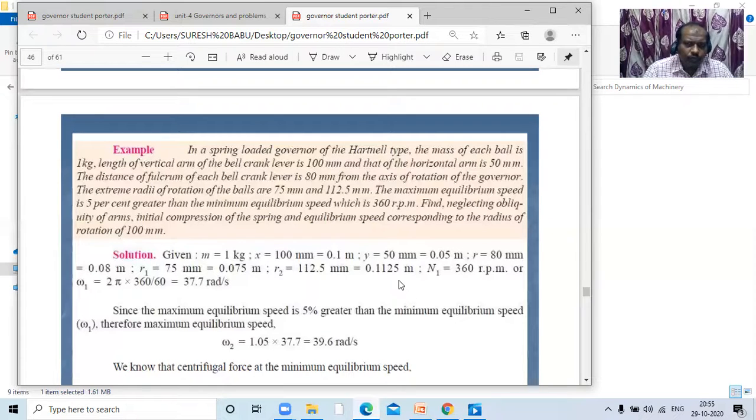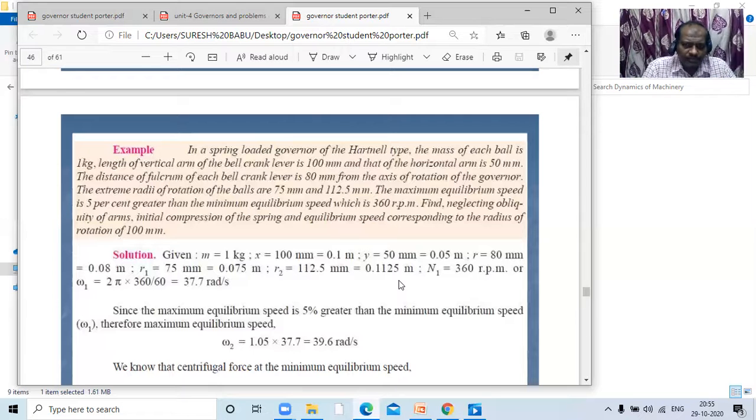R is equal to 80 mm. Convert into 0.08 meters. So R1 is equal to 75, that is inside radius is 75, that is minimum speed radius, 0.075 meters. R2 is 112.5, that is maximum speed radius.